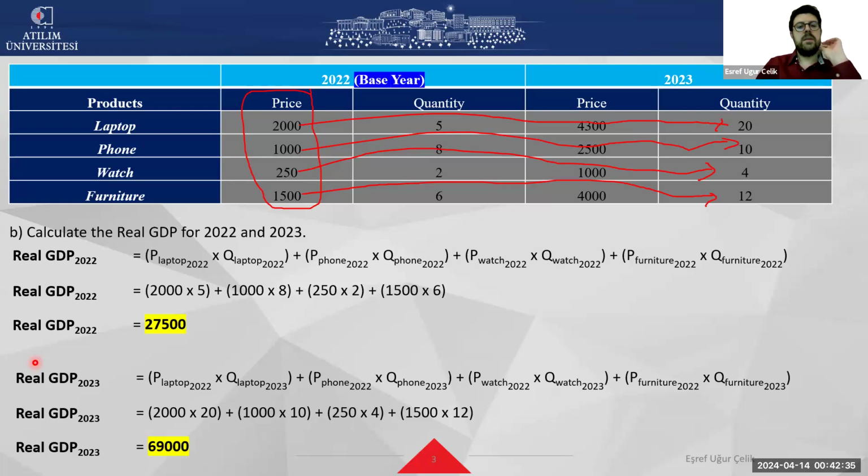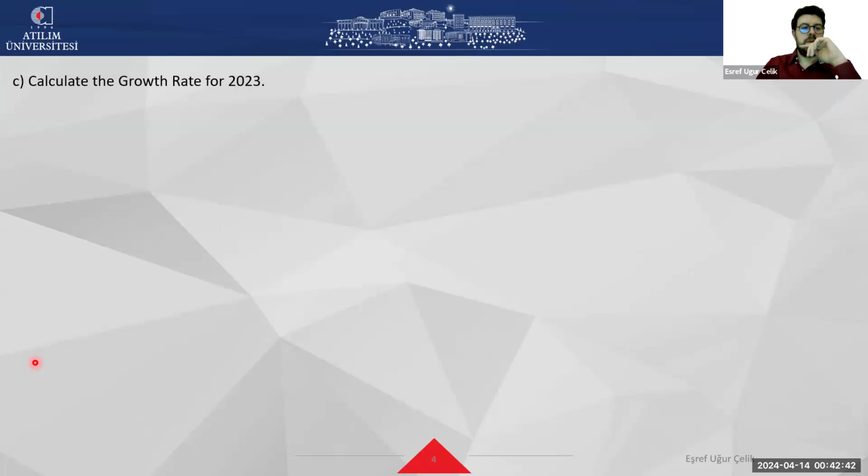But in the question of the third part, calculation of growth rate, we try to understand how much amount of increase comes from the quantity part. We use the growth rate. In growth rate, we always use the real GDP, always.